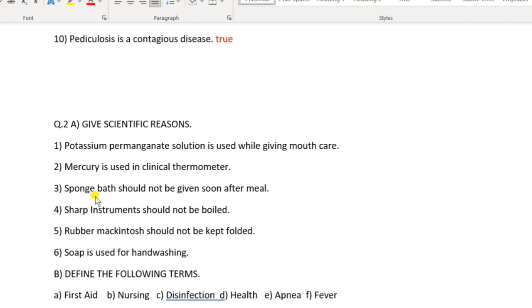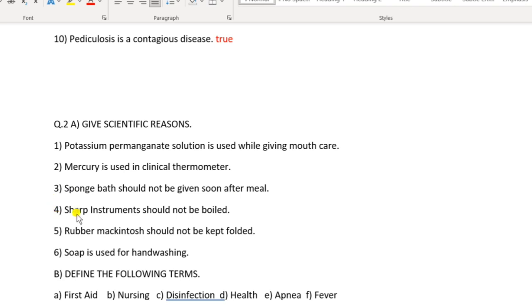Sponge bath should not be given soon after a meal. Yes, because it disturbs the blood supply to the digestive organs and interferes with digestion. Hence, the sponge bath should not be given after a meal.